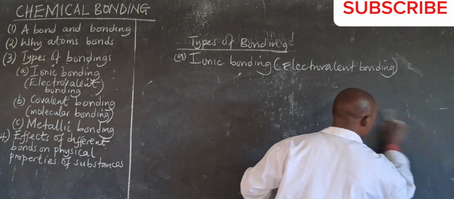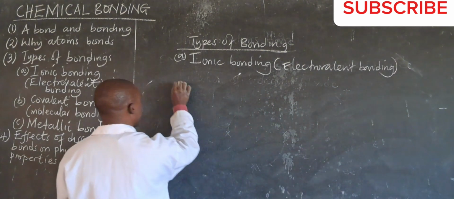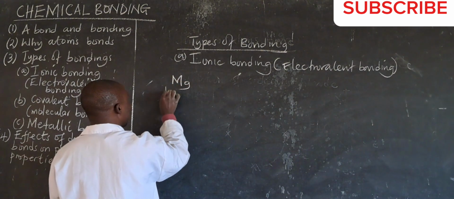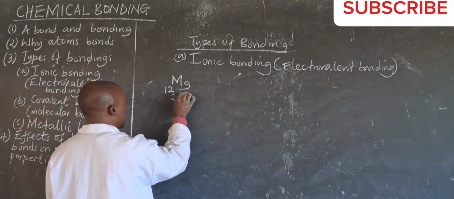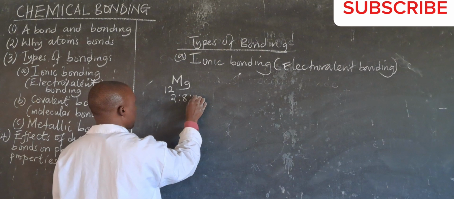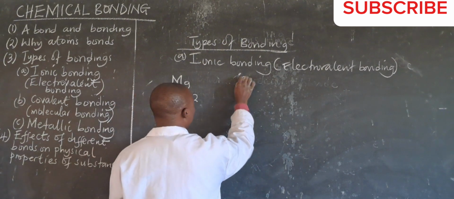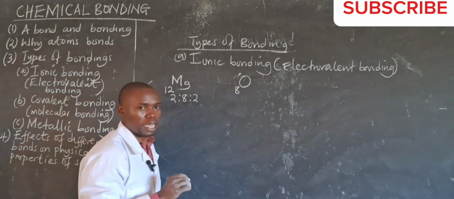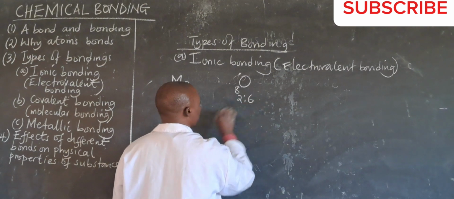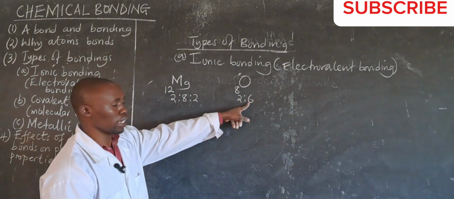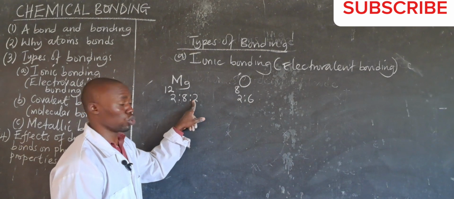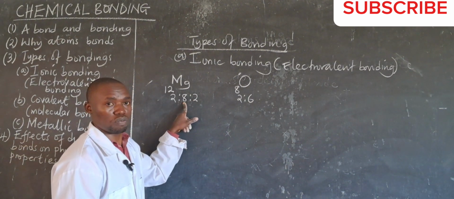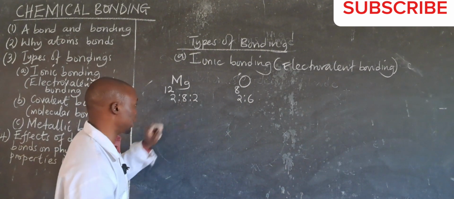Magnesium oxide is formed in the reaction between magnesium and oxygen. Magnesium has atomic number 12, so it has electronic configuration 2, 8, 2. Oxygen has atomic number 8 and configuration 2, 6. We realize that oxygen needs 2 electrons to be stable. Magnesium is going to lose 2 so that its outermost shell will actually have 8.